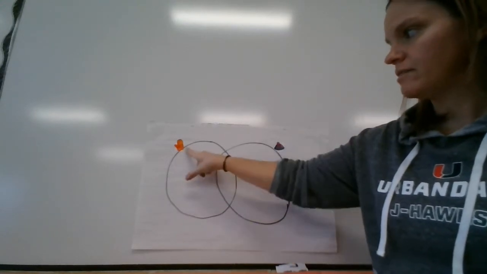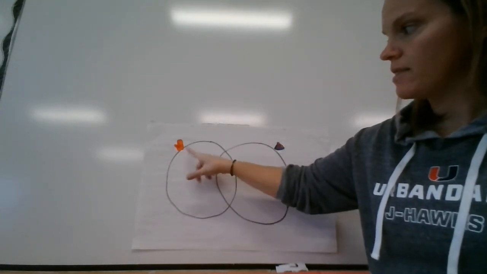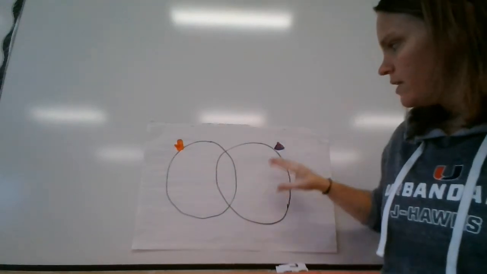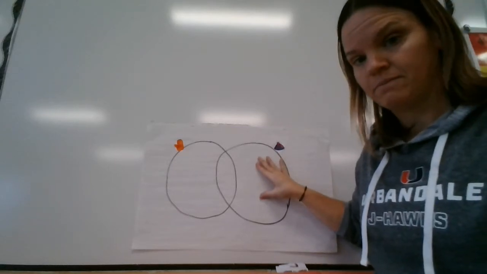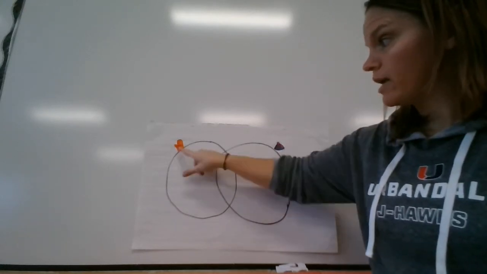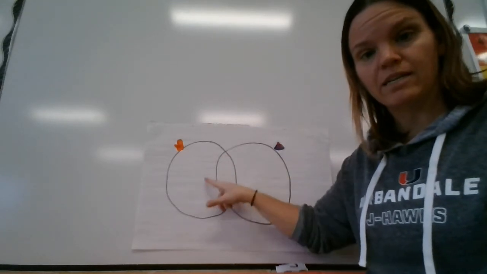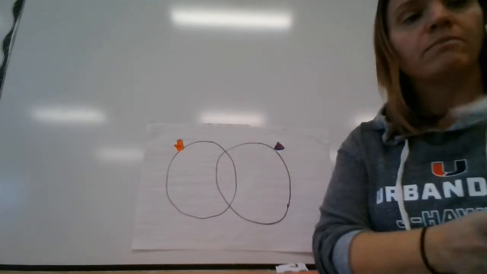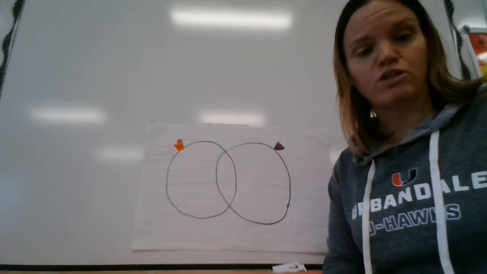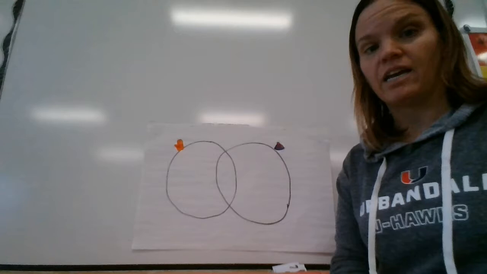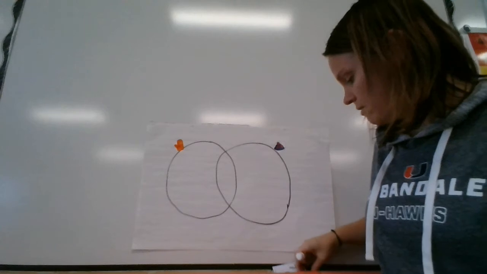So on this side, this will be the characters that are in the mitten. So just in the mitten. And on this side will be the characters that are just in the hat. And if their characters are in the mitten and the hat, it will go in the middle because it is in both stories. So I am going to hold up a character or an object that was in the story, and then we need to decide if it was in the mitten, the hat, or both of the stories. All right.